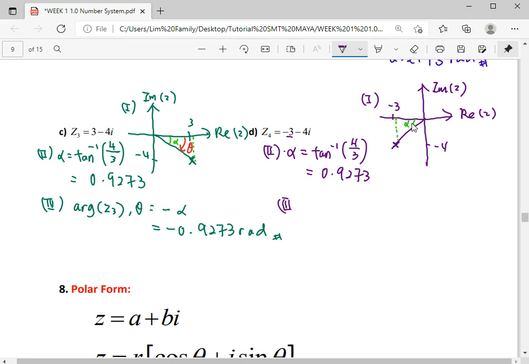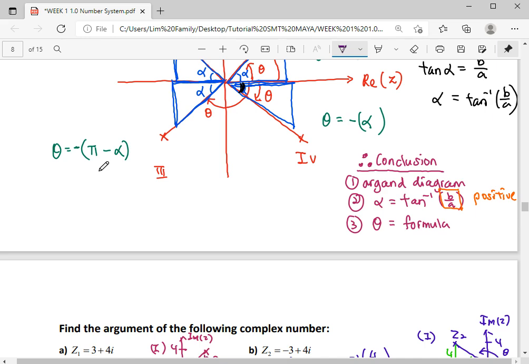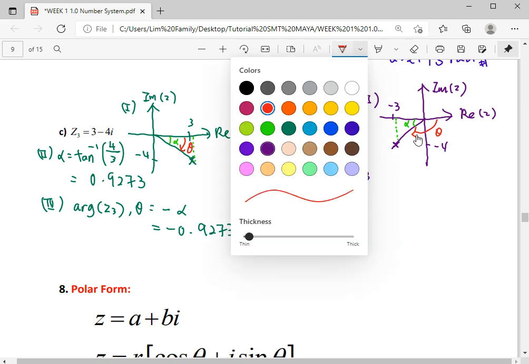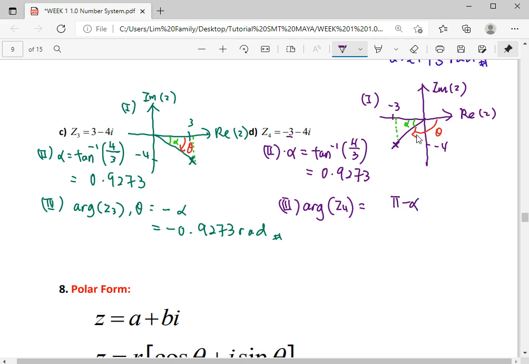Therefore, in the third step we want to find its argument. The formula will be negative, in the bracket, pi minus alpha. So we want to find its angle, the angle from here to there. How to find this angle? It will be pi minus alpha. But the direction is at the bottom here, reverse direction. Therefore, we have a negative to indicate its direction comes from the bottom there.